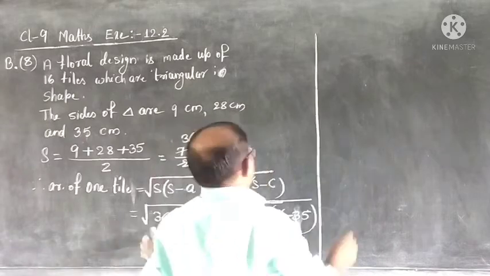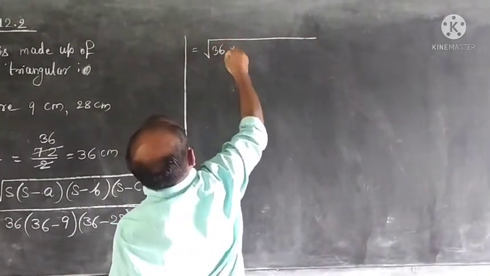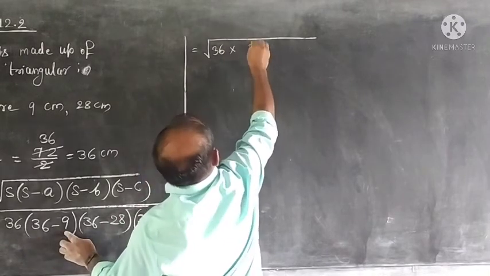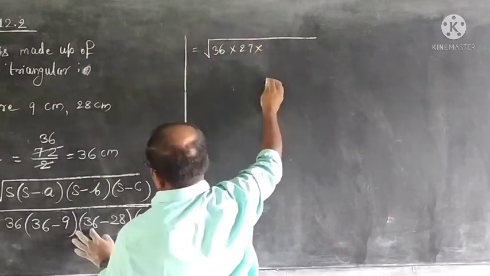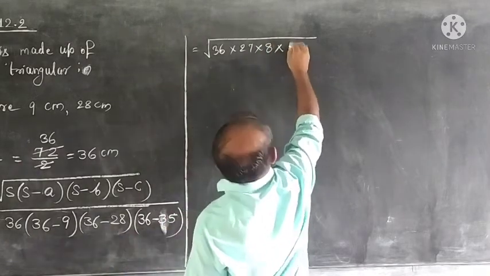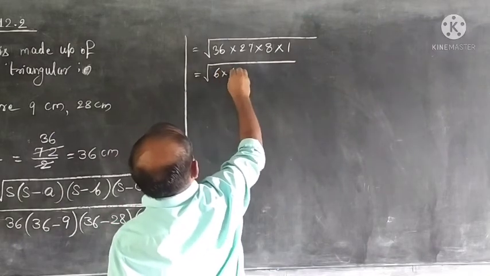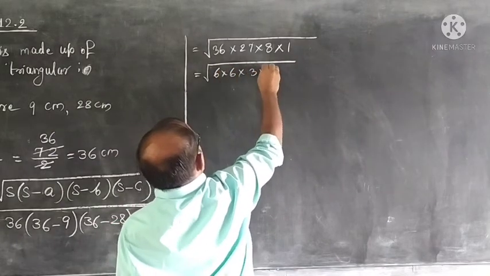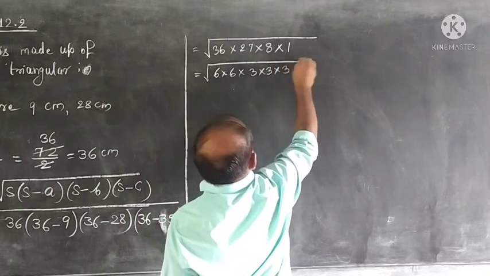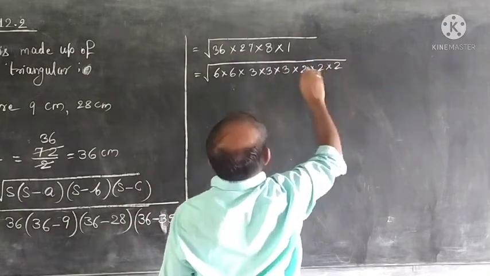Continue this calculation, 36 minus 9, 16 minus 9, 7, 2, 27, 36 minus 28, 8, 36 minus 35, 1. So, 36, 6 into 6, 27, 3 3s are 9, 3 9s are 27, 8, 2 2s are 4, 2 4s are 8, 1. Square root of 1 is 1 only.